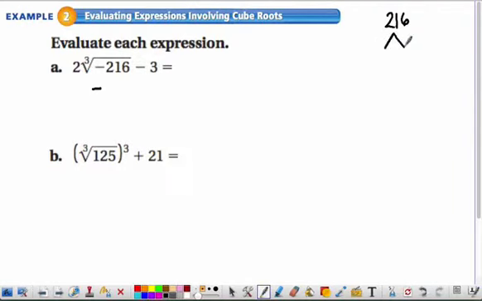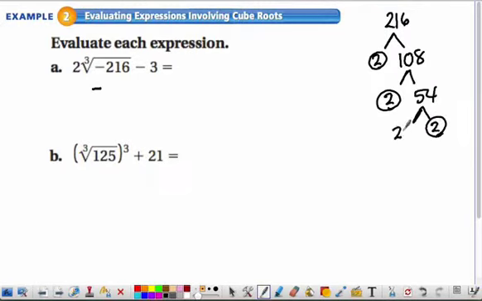So I know that 2 times 108 will give me 216. And 2 times 54 will give me 108. And 2 times 27 will give me 54. 27 is 3 times 9. And 9 is 3 times 3. Now, this is not the only factor tree that you can get. 216 is also divisible by 3. So your factor tree may look a little bit different than mine. But that's okay. We'll get the same answers in the end.